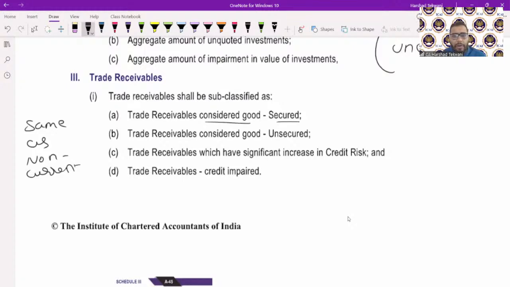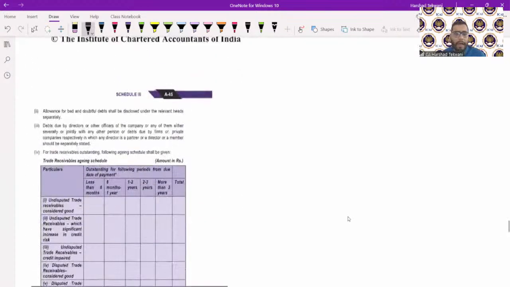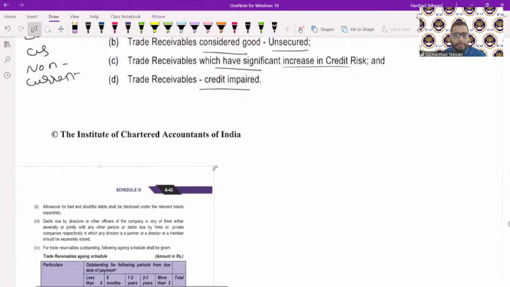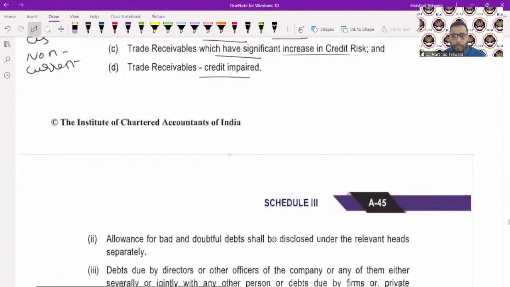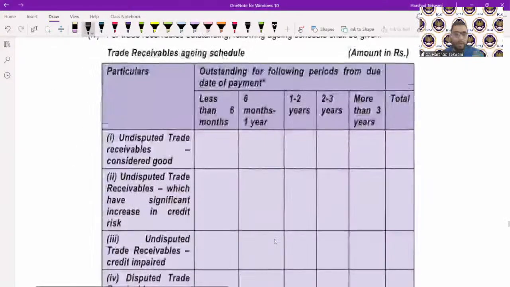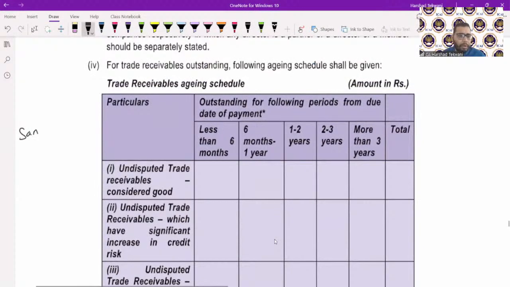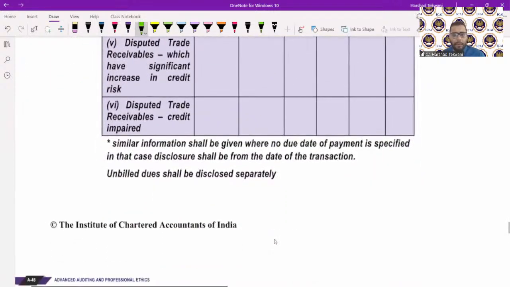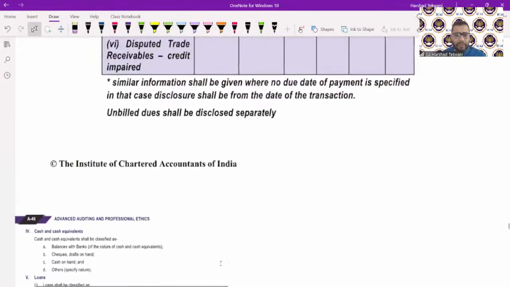Same way, trade receivable for current is the same as non-current. Considered good secured, considered good unsecured, which have a significant increase in credit risk, credit impaired. Again, aging is required to be given. Allowance for bad and doubtful debt to be disclosed separately, where directors and officers are involved, disclosed separately. Again, aging same as above. Aging is an amendment, but there is no change in the aging we saw earlier, on the same line, no difference.